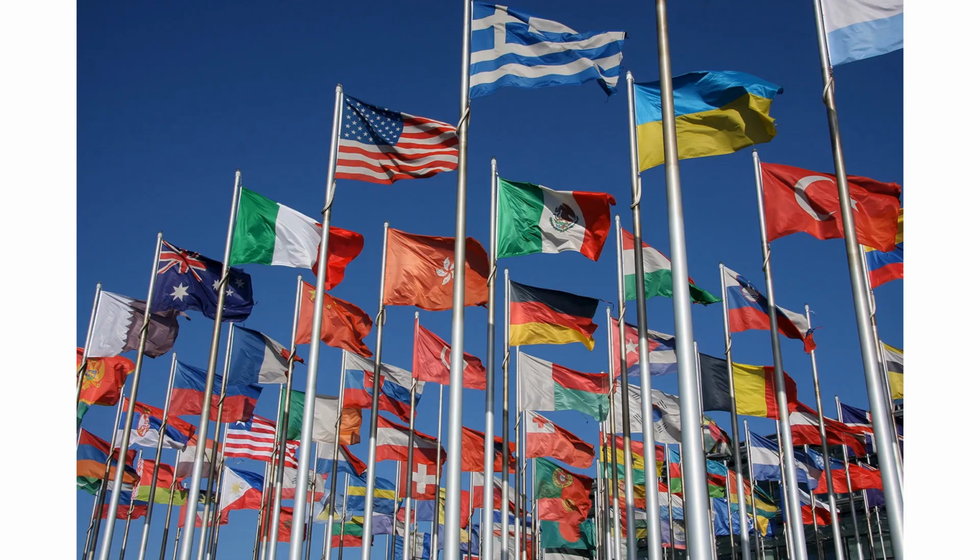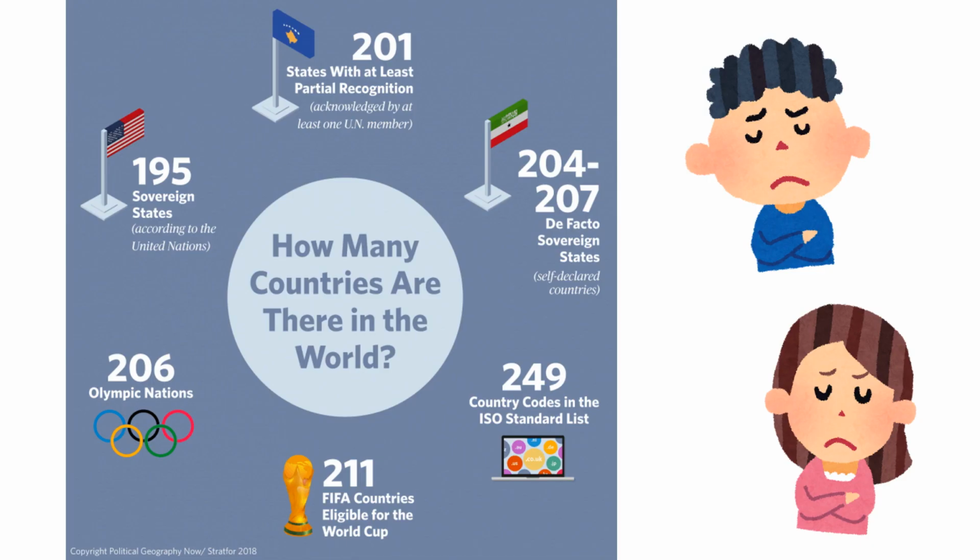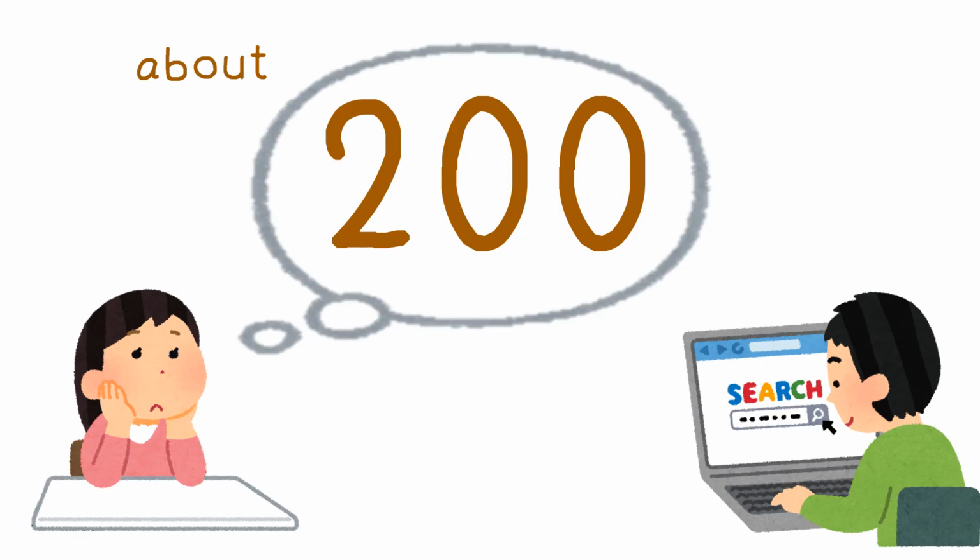So, the number of countries in the world is really a political matter. The number varies depending on which source you use. After all, what we can say is that currently there are about 200 countries in the world.